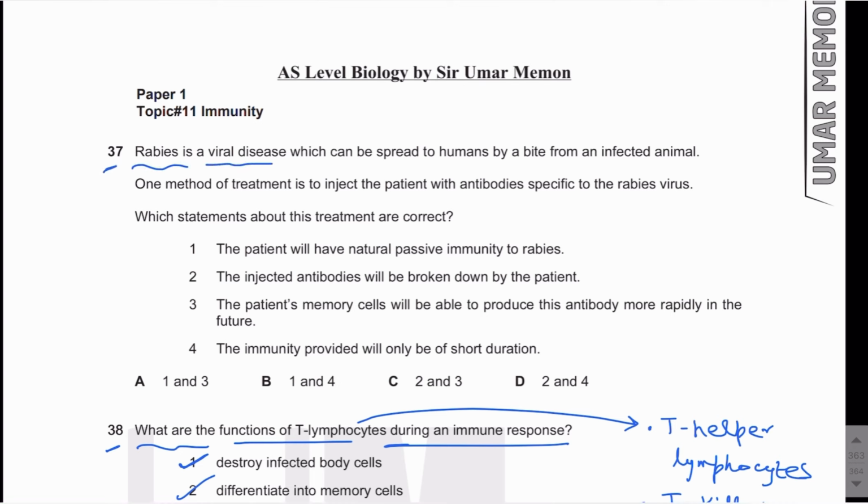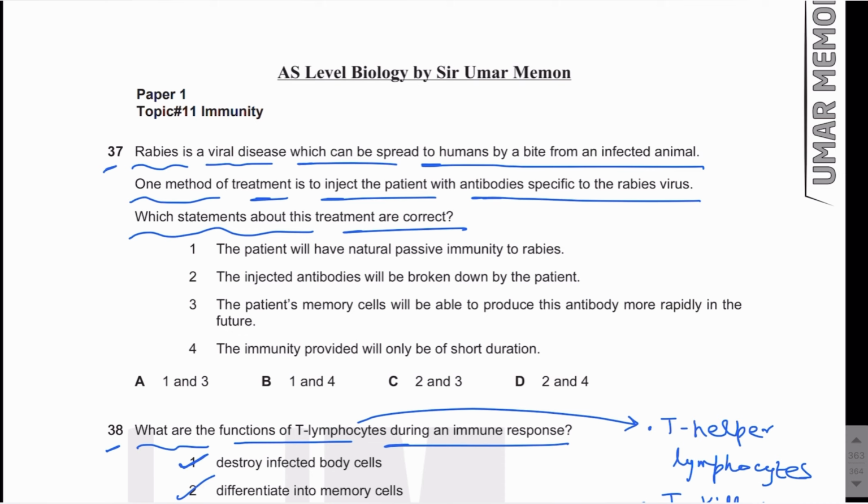Rabies is a viral disease which can be spread to humans by a bite from an infected animal. One method of treatment is to inject the patient with antibodies specific to the rabies virus. Which statements about this treatment are correct? Okay, so they are talking about rabies, which is a viral infection. It's caused by the rabies virus and it spreads to humans when some infected animal like a dog, a bat, or a raccoon bites humans. So this virus can be transmitted from the infected animal to humans.